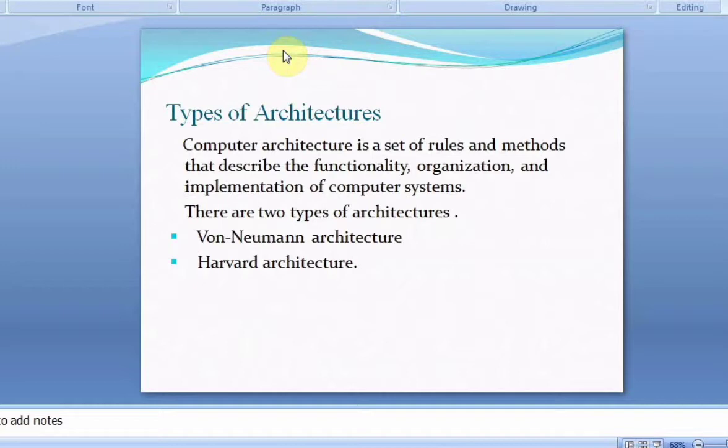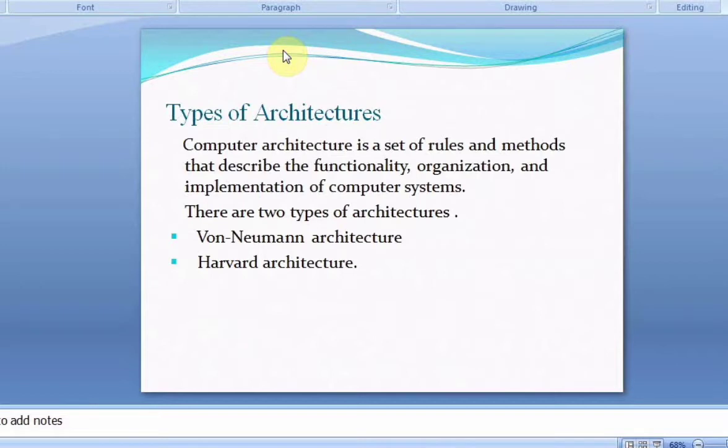In this video, we'll discuss the different types of architectures. So first, let us see what is the meaning of computer architecture. Computer architecture is nothing but a set of rules and methods that describes the functionality, organization and implementation of computer systems. Now mainly there are two types of architectures.